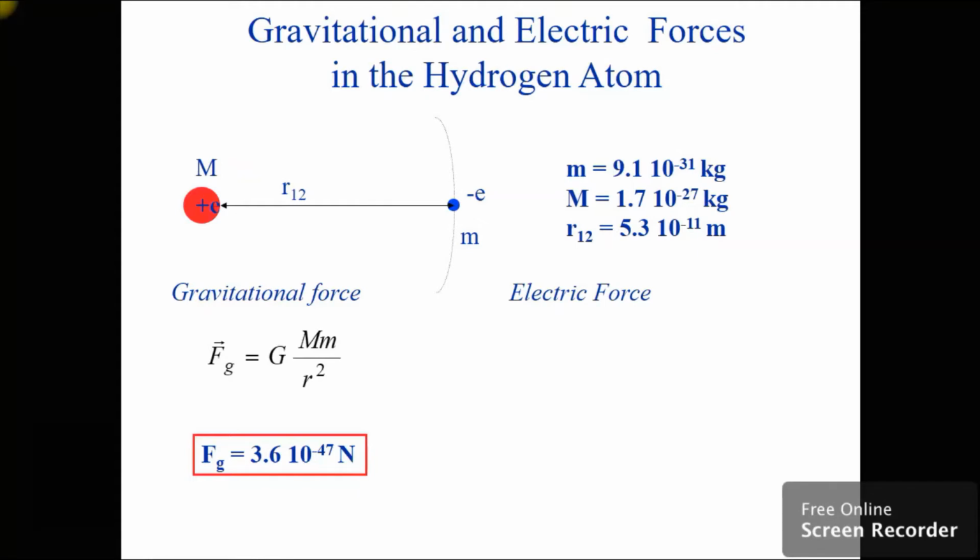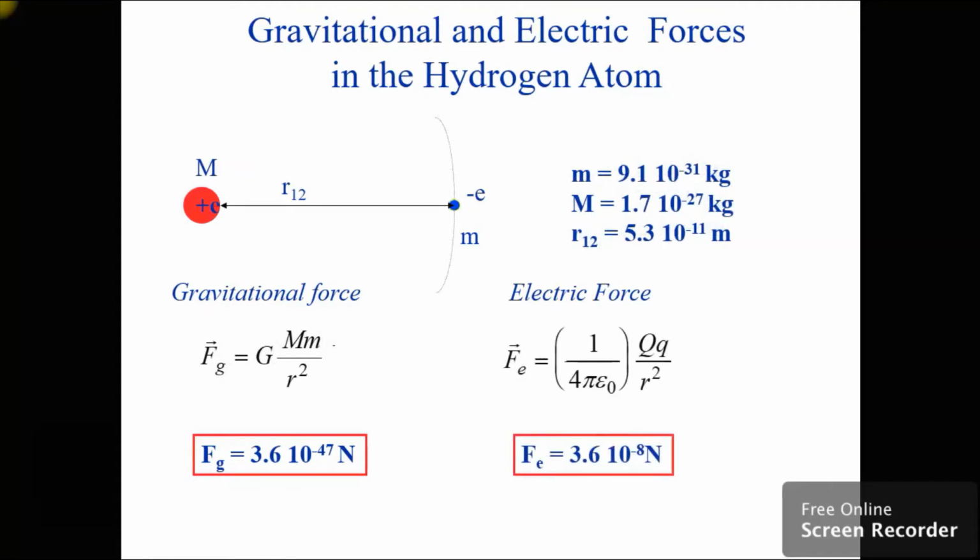Now let's do the same for the electrical force. The electrical force in the proton is plus 1 charge, and the electrical force in the electron is minus 1 charge. So you plug those into the Q, the distance is the same as before, and then you use the K for constant, and you get this answer.